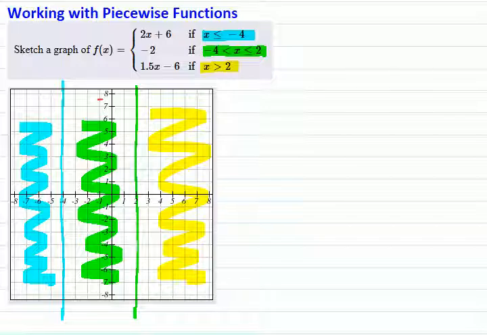So in the left I will be graphing y equals 2x plus 6. In the middle I will be graphing y equals -2. And in the right I will be graphing y equals 1.5x minus 6.